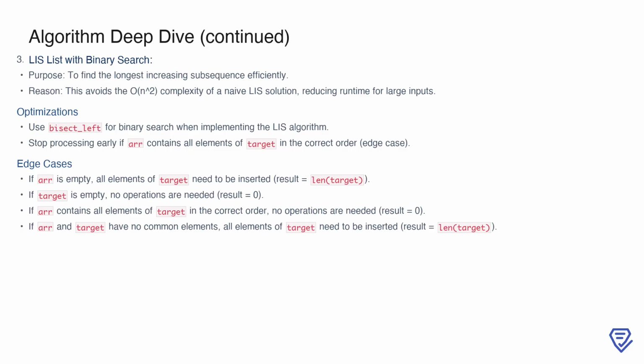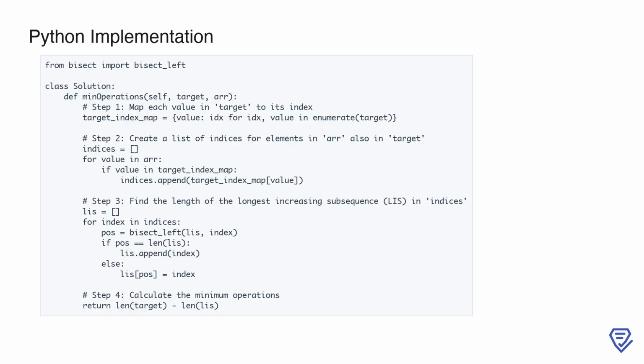These considerations ensure our solution is robust and handles all scenarios, from the simplest cases to the most complex edge cases. This implementation solves the problem of determining the minimum number of operations required to make ARR a subsequence of target using an efficient approach based on the longest increasing subsequence, LIS.